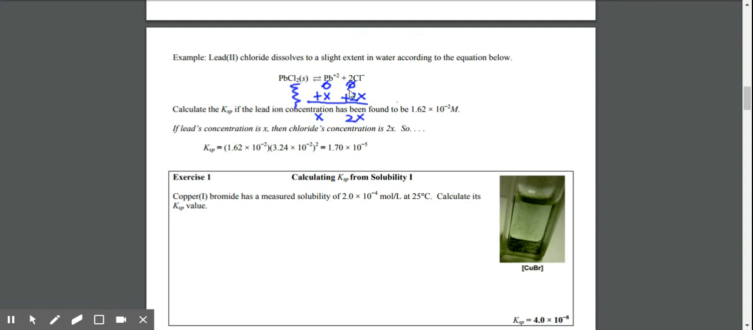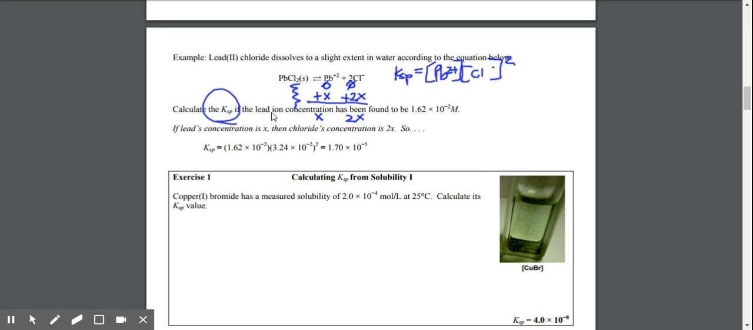Now, for this particular example, let's start by writing our equilibrium expression. So Ksp is equal to concentration of Pb2 plus times concentration of Cl minus squared. Now, let's see if there's any information. We want to figure out our Ksp. There has to be some piece of information to tell us what X is.